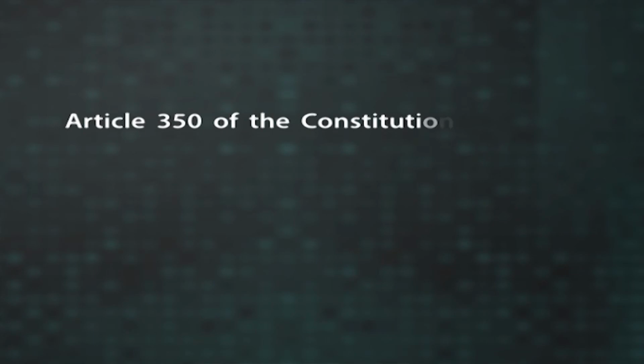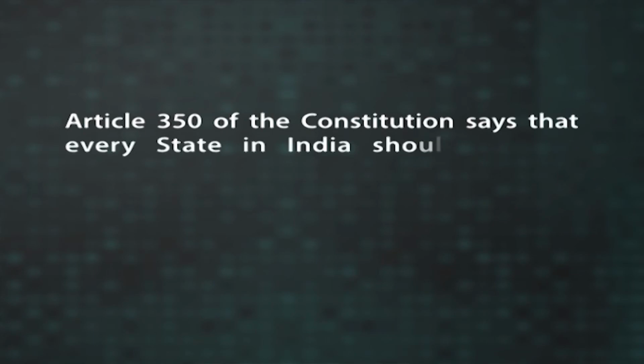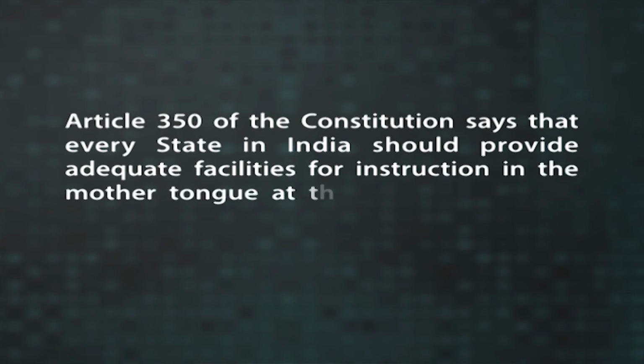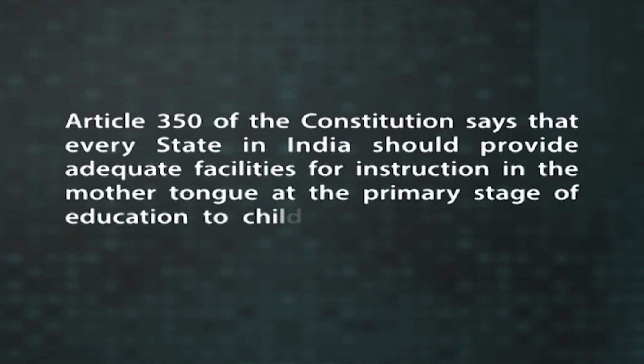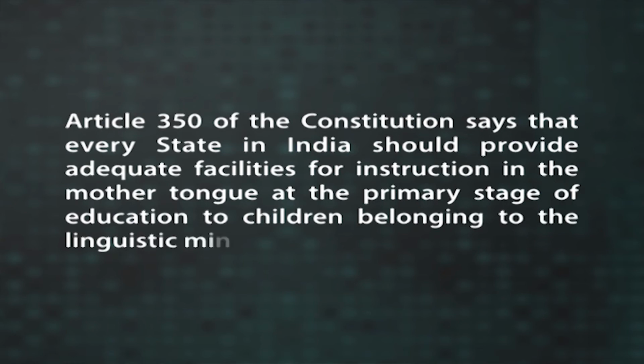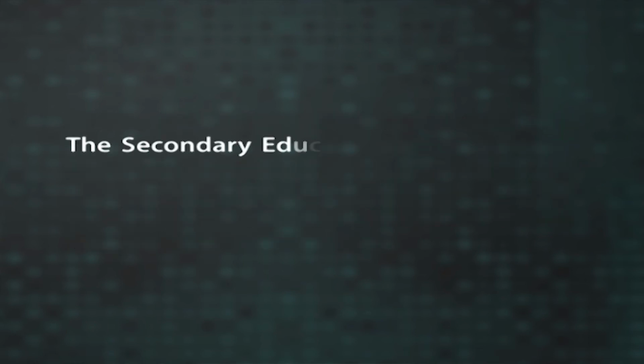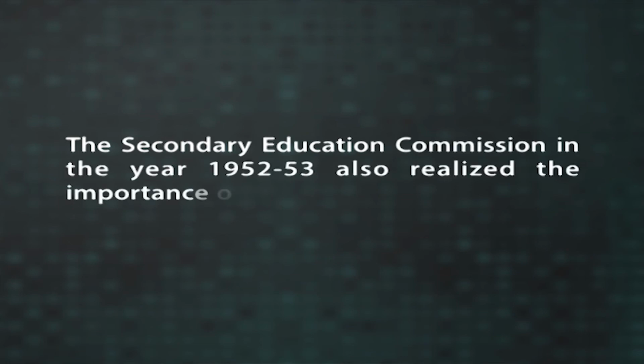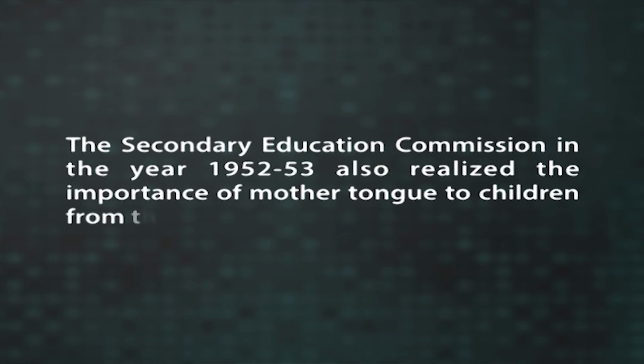Article 350 of the Constitution says that every state in India should provide adequate facilities for instruction in the mother tongue at the primary stage of education to children belonging to the linguistic minority groups. The Secondary Education Commission in the year 1952-53 also realized the importance of mother tongue to children from the minority groups.